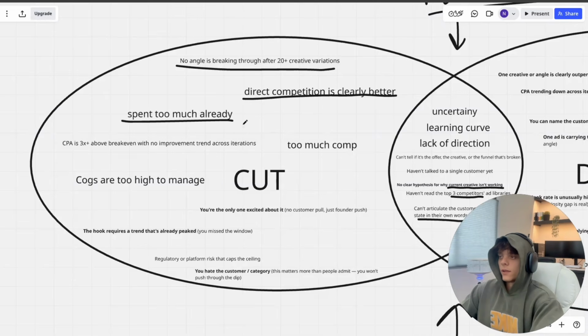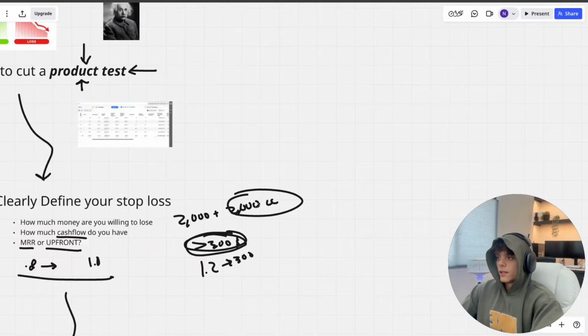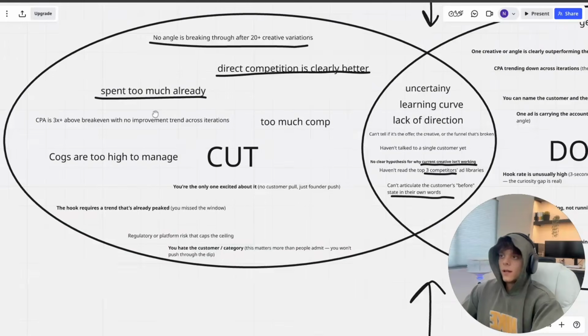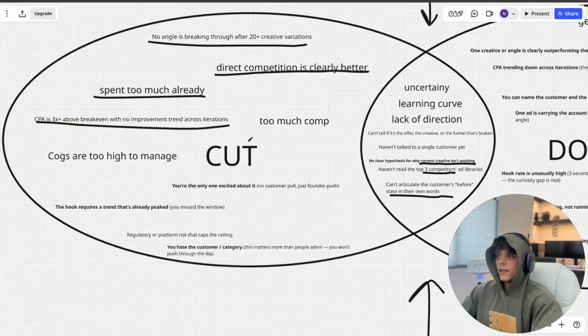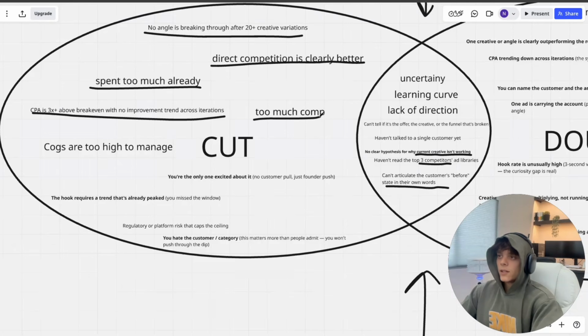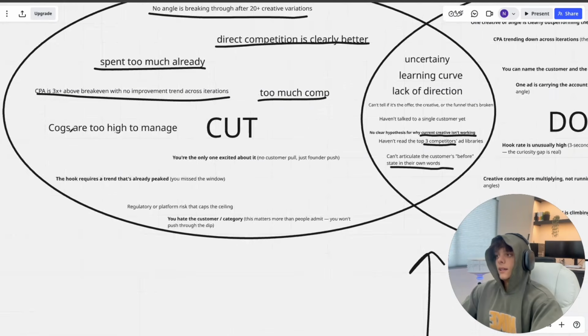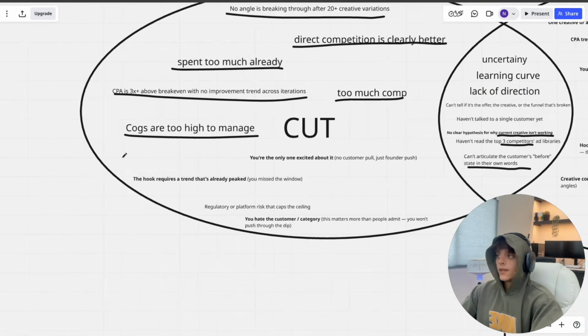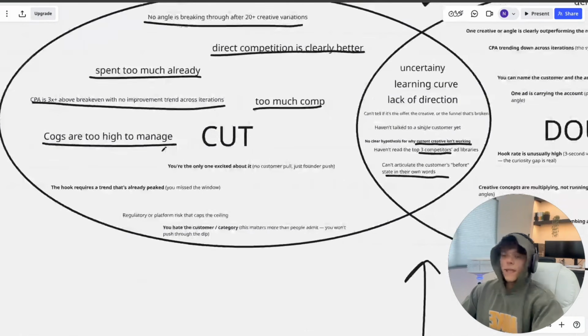One is that you spent too much already. So this goes back to our stop loss example. If you spent too much and it's not showing any signs of life, got it. If your CPA is 3 times above break even with no improvement trend across iterations, then definitely time to cut. If there's too much competition, like there's just so many flooded people in the space selling your exact product, you should probably cut. If the COGS are too high to manage, so you can't even get the shipping and the perceived value, it's just not lining up.